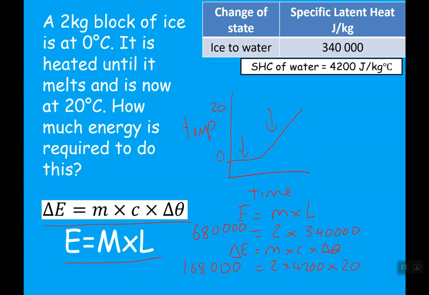That is your answer. And just remember, 848,000, we could write that in standard form. We could write that as 8.48 times 10 to the 5. We could also write that as 848 kilojoules.